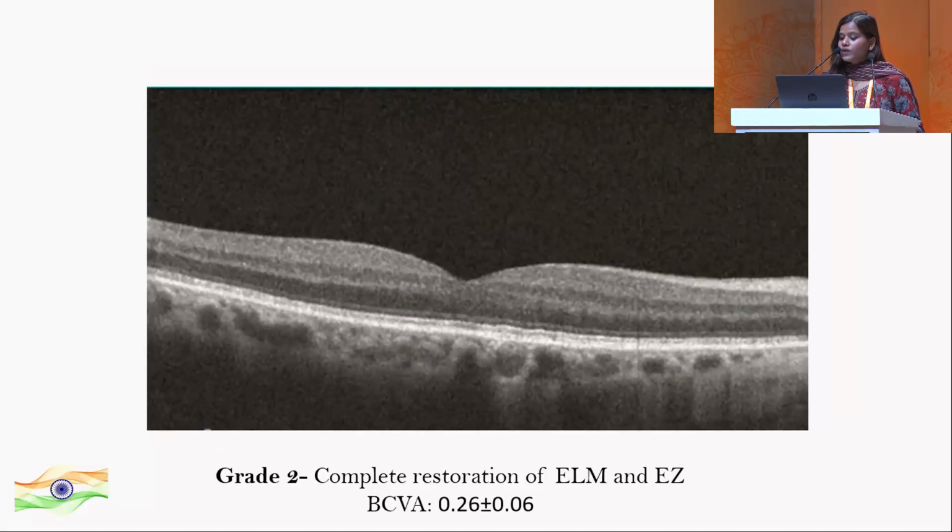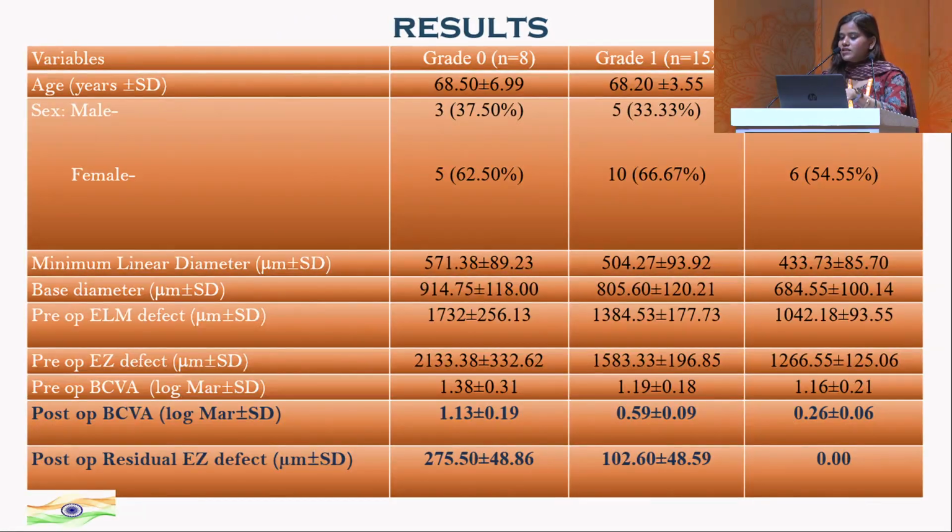And grade 2, in which there was complete restoration of ELM and EZ. The best corrected visual acuity in this case was 0.26 plus minus 0.06 standard deviation. The results table here shows that as we go from grade 0 to 2, the residual EZ defect decreases and the visual acuity consequently increases.